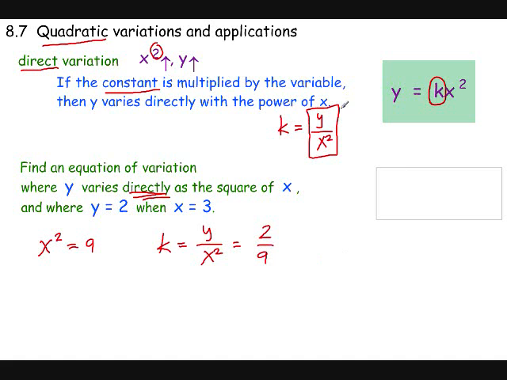So what does our equation look like? Well, we can look right up here to see what it's going to look like. y equals k times x squared. And we figured out what k is. It's 2/9. There's our answer.